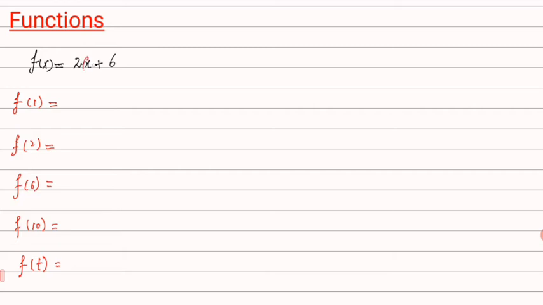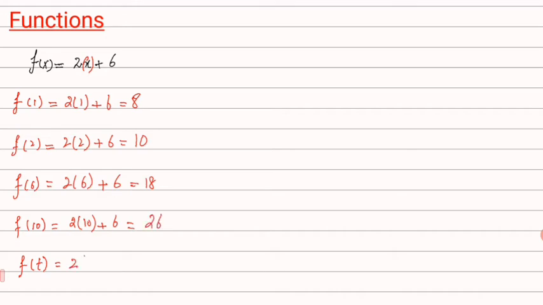f of 1 means you're going to replace x with 1, so it's 2 plus 6, that is equal to 8. If it is 2, so 2 times 2 is 4 plus 6, that is equal to 10. So 2 times 6, 12 plus 6, that is equal to 18. And f of 10 is 2 times 10 plus 6, that is 20 plus 6, it is 26. And f of t will give an expression 2t plus 6, that's it. So first of all, we should know how to find the values of a function at a given point.